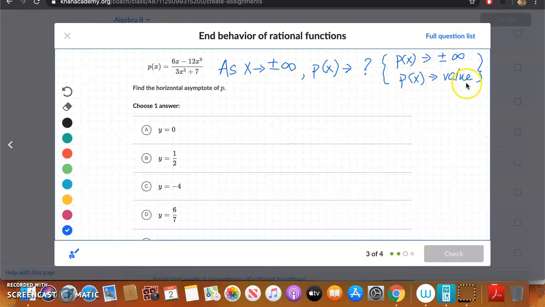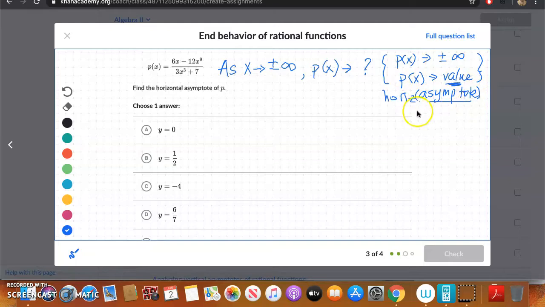And if p of x approaches a certain y value, then we call that y value an asymptote. So if it's approaching a certain y value, we call that an asymptote. A horizontal asymptote. So let's take a look at this.